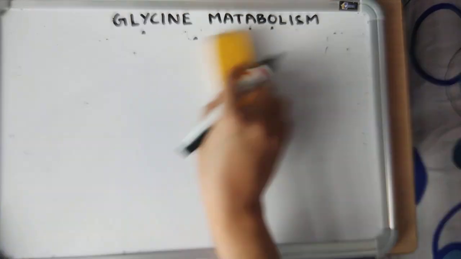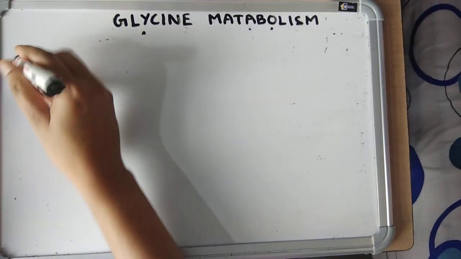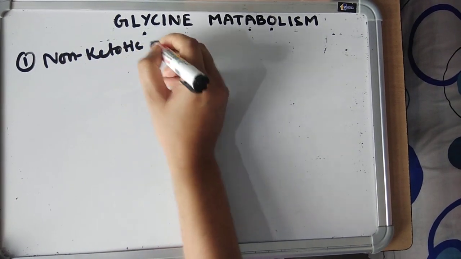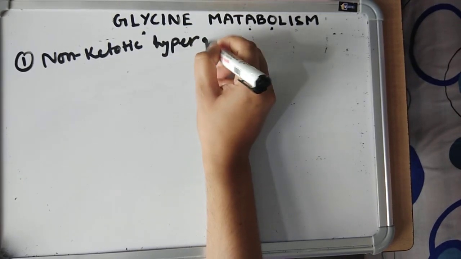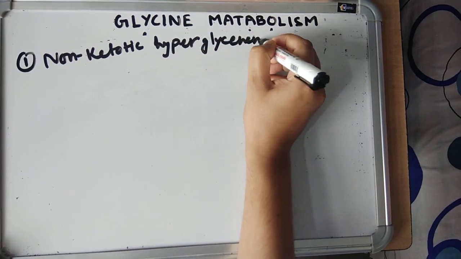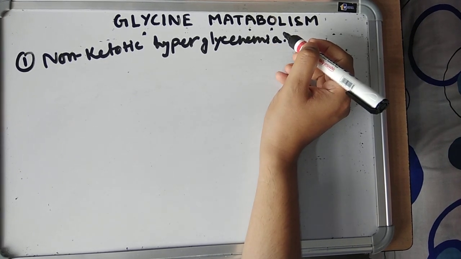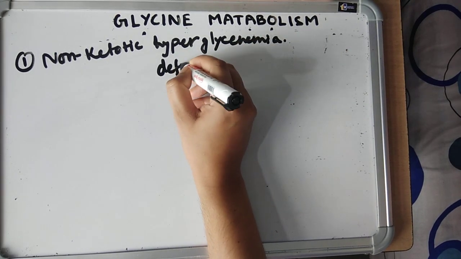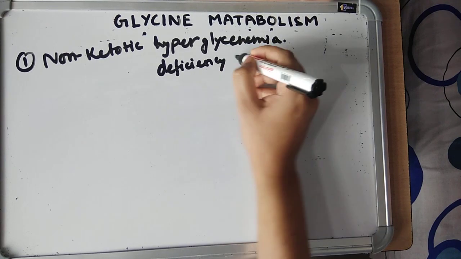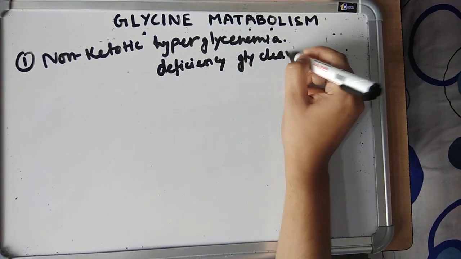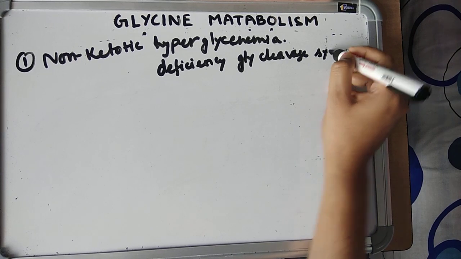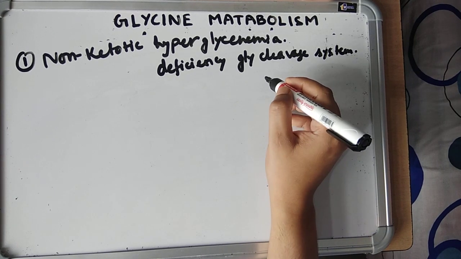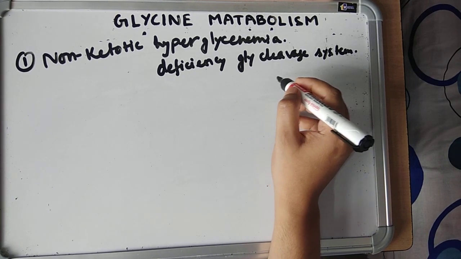Next is the inborn errors of metabolism of glycine. Number 1 is non-ketotic hyperglycinemia, where there is increased production of glycine because of the deficiency of glycine cleavage system. There is increased glycine in blood, urine and CSF. It causes severe mental retardation and seizures, and there is no effective treatment.